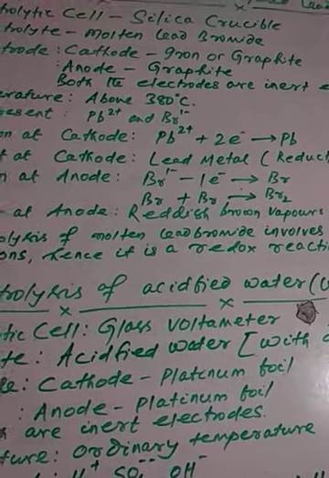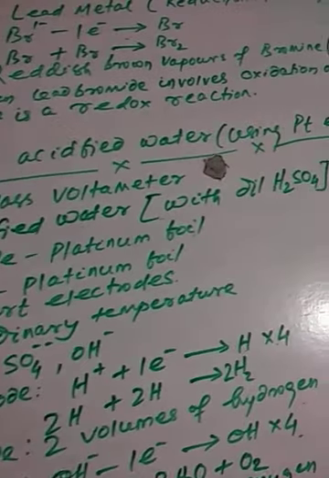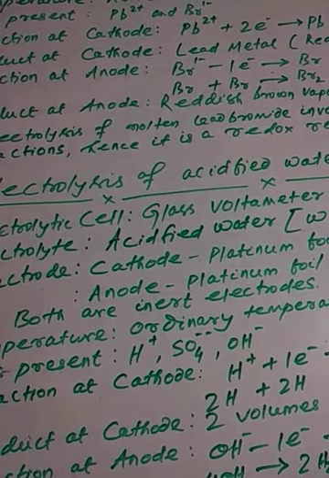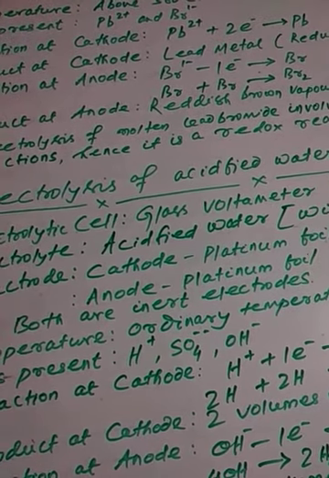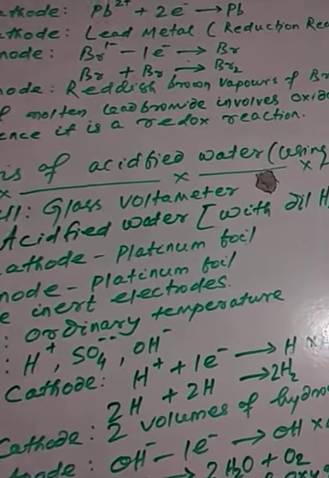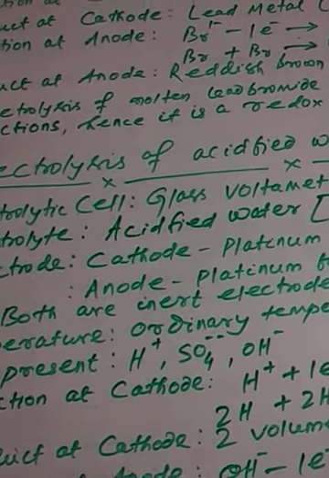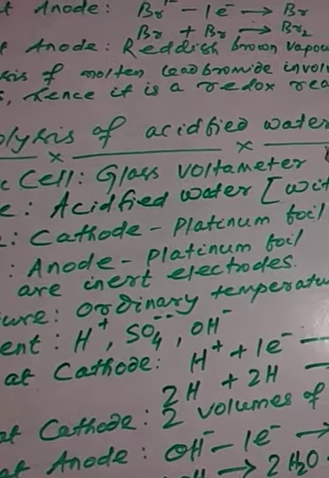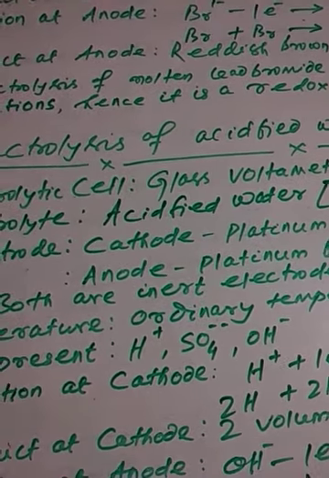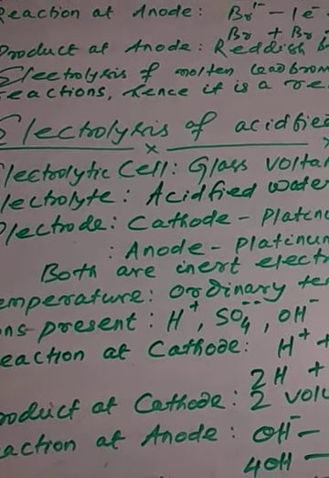Now proceeding towards the electrolysis of acidified water. In this case, the glass voltameter is used as the electrolytic cell. Acidified water is used as the electrolyte. It is acidified with dilute sulfuric acid, that is dilute H2SO4. Both the cathode and the anode are made of platinum foil, and these two platinum foils are also inert electrodes. The temperature is ordinary temperature.